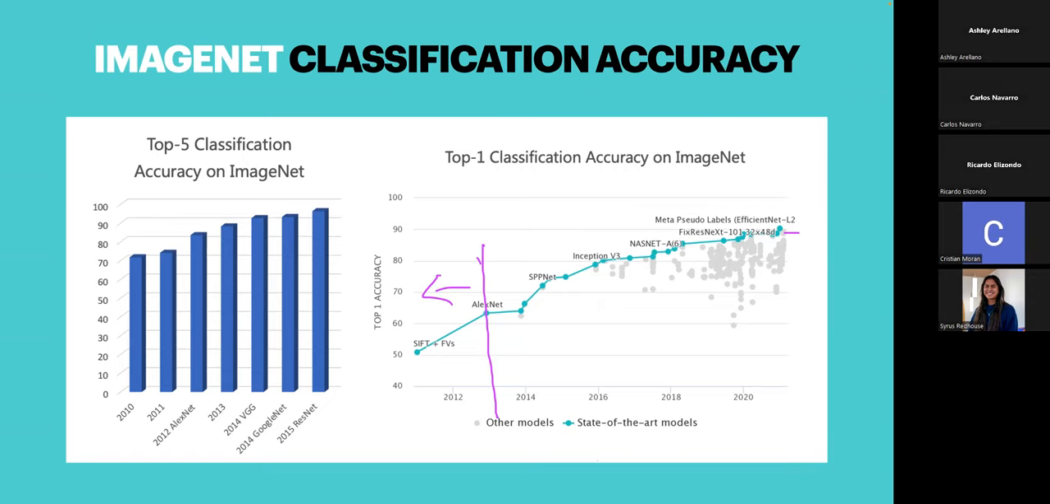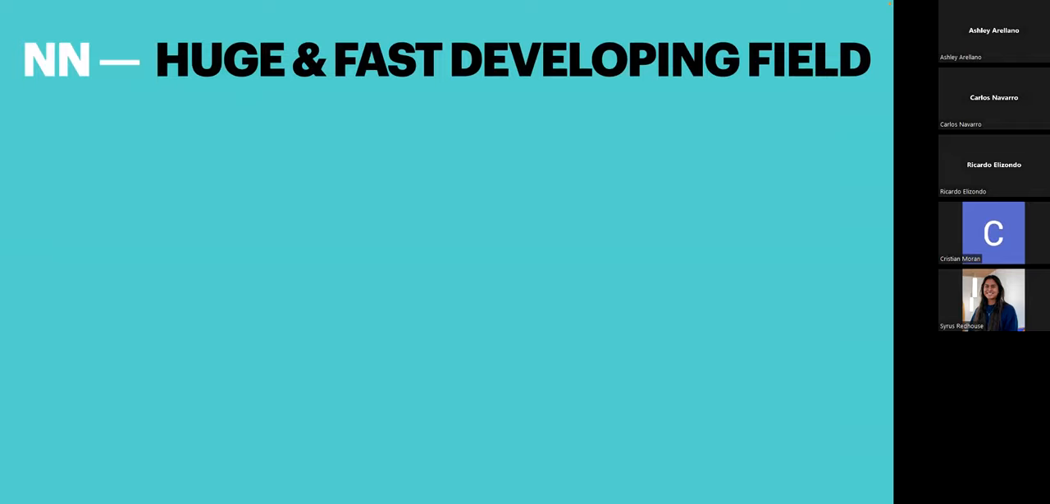As for human performance on this task, they did two tests with two Stanford students. One student trained himself on the data for, I think, a week, and the other trained himself for a couple of hours. The first got 95% accuracy, and the second student got 90%. So if a model has 90% or 95%, it's close to human performance. So it's pretty good. And neural networks are a huge and fast developing field.